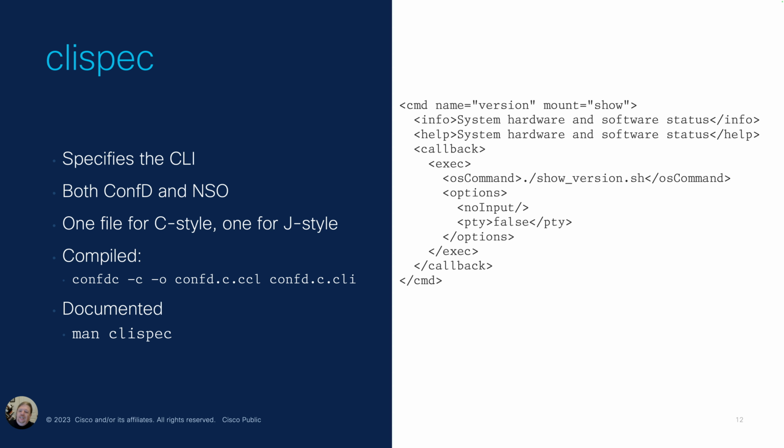And you compile this CLI file into a CCL file, usually one for C style and one for J style. And you can use this in NSO to make your NSO CLI behave in advanced ways. And you can read man CLI spec for more documentation, but it's very heavily used in confd and in Netsim.